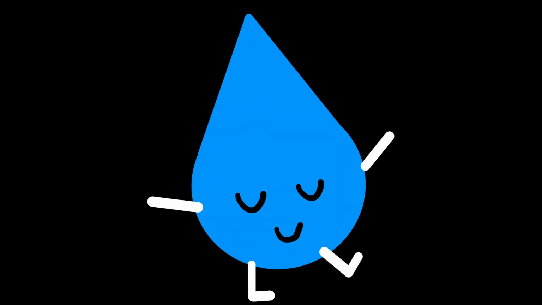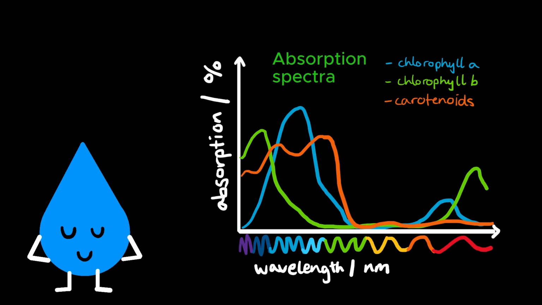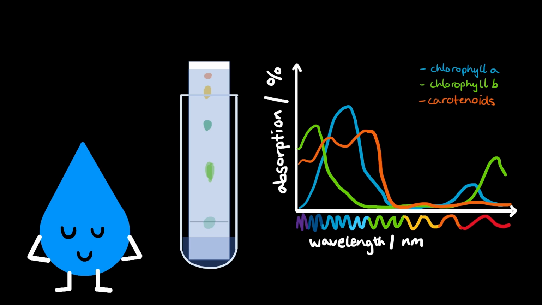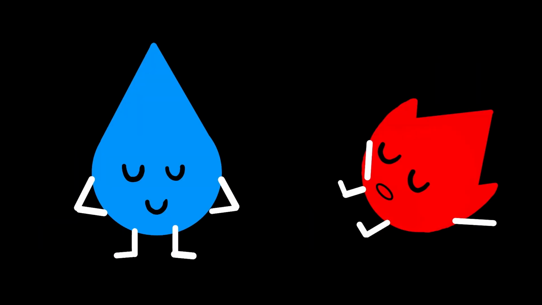Have a look at this graph. These are called absorption spectra. It shows the different wavelengths different pigments absorb. For example, you can see that chlorophyll A mostly absorbs red and blue light, and barely any green light is absorbed by any pigment.